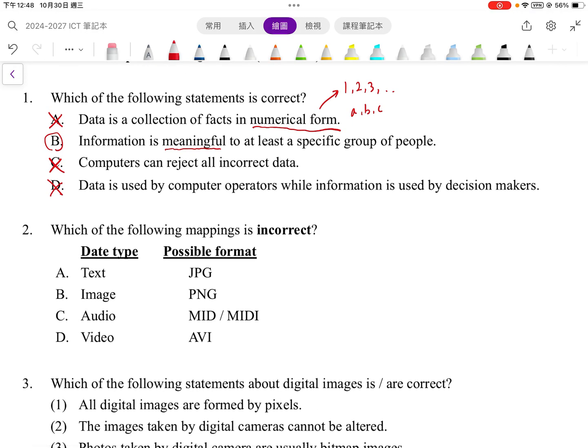Let's move to question 2. Which of the following mappings is incorrect? So we got a data type and also the possible format. So possible format means that when you see that particular data in your computer, in what format does that data exist in your computer? So for example, in your computer, sometimes you may see a name with a .jpg, right? So this will reveal the format of the file. So when you see JPG, for example, you should know that by common knowledge, it should be an image file. So very obviously, A is wrong because for text type, we cannot have JPG. So this is answer A.